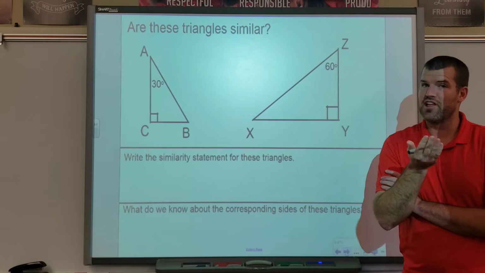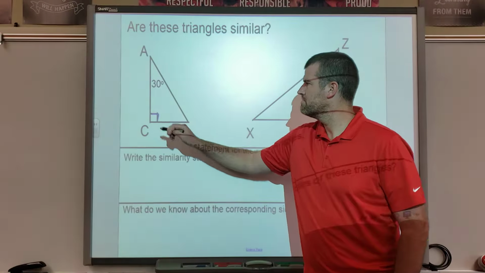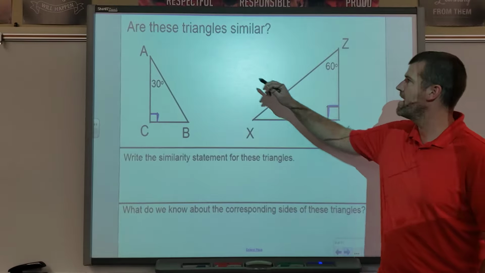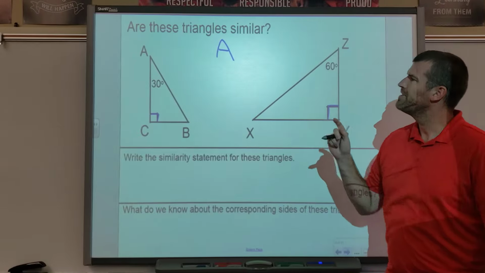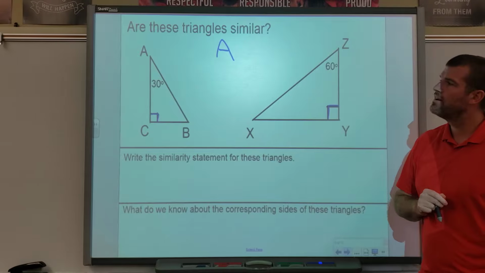All right, are these triangles similar? And we're working on angle, angle right now, right? So if I look at it, I'm like, okay, I've got 90 degrees. I've got 90 degrees. That's a pair of angles. But then I've got 30 degrees and 60 degrees. Those are different.